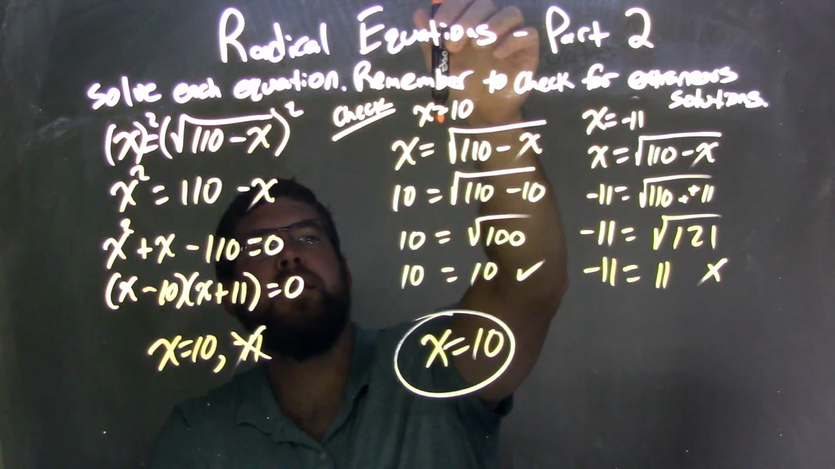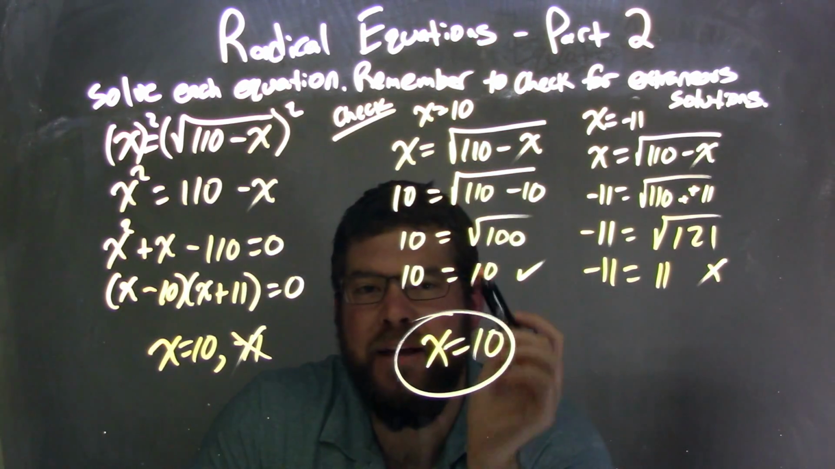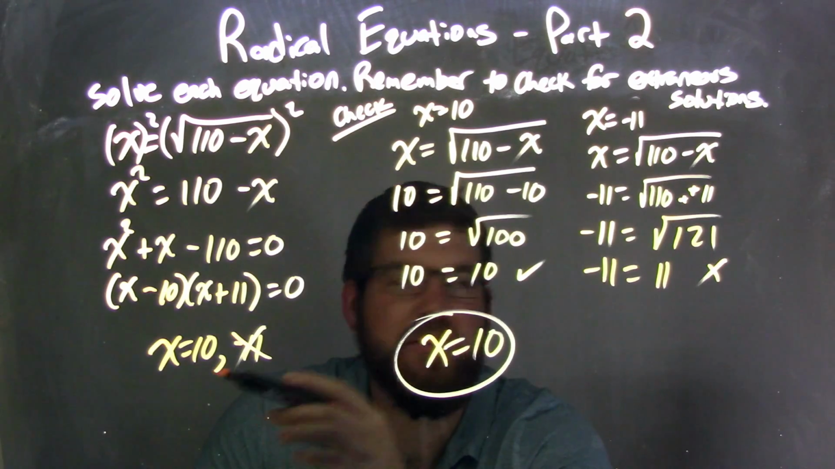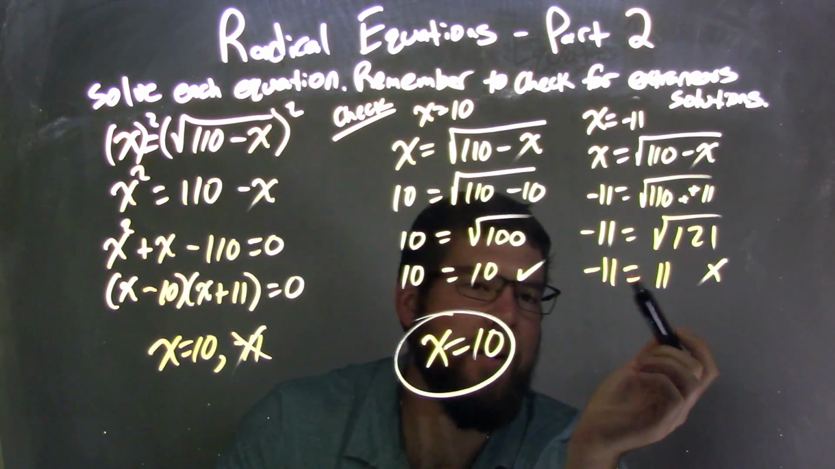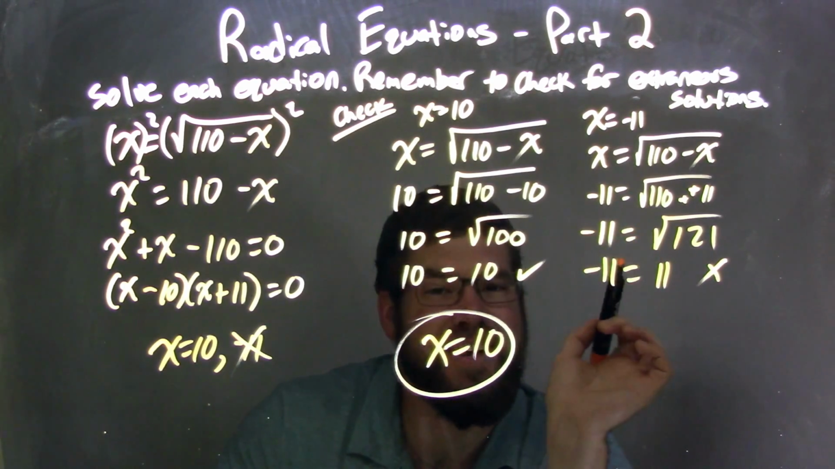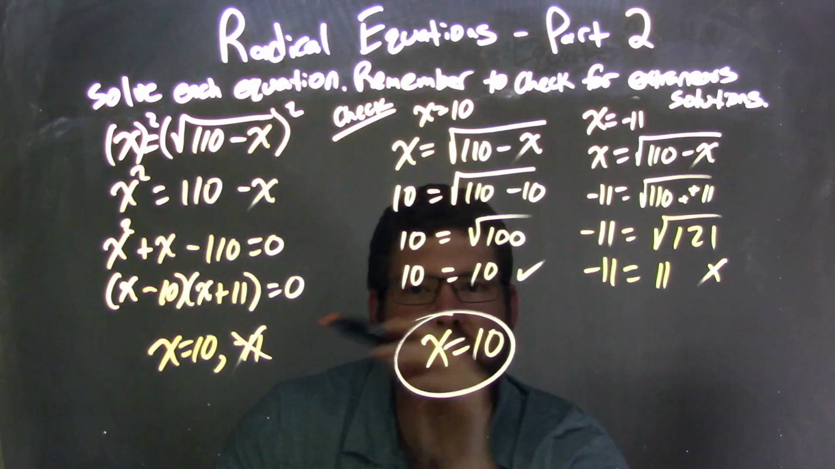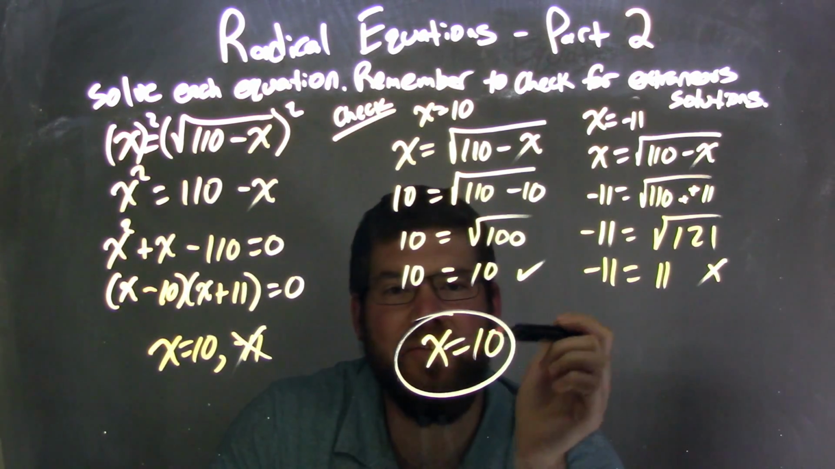The first one, I plugged in 10 and simplified. Left and right hand side were equal. Fantastic, it's a real solution. The next one, negative 11, when I plugged that in, I ended up getting negative 11 equals positive 11. Not true, so that's an extraneous solution. Don't count it. And so our only true answer here is x equals 10.